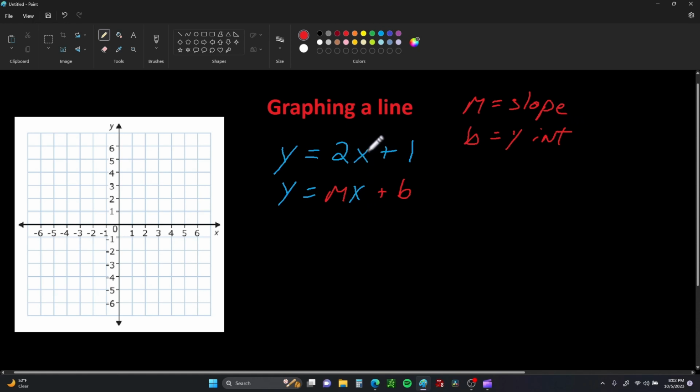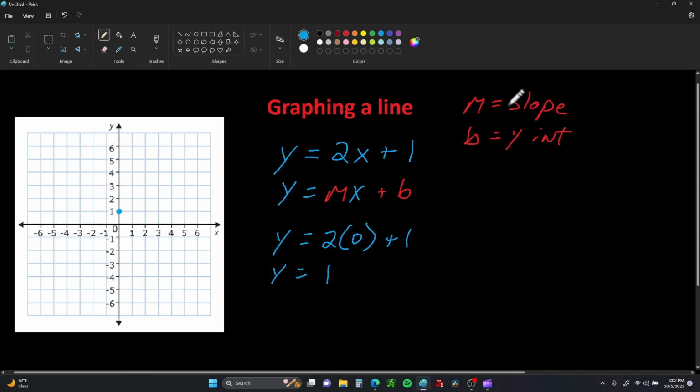So if I look at this, and I know that the +1 is where it's going to cross the y-axis, when it crosses the y-axis, the x value is going to be 0. So if I substitute a 0 in there, I get y equals 2 times 0 plus 1, then y is simply going to be 1 when x is 0. So it's going to be right here.